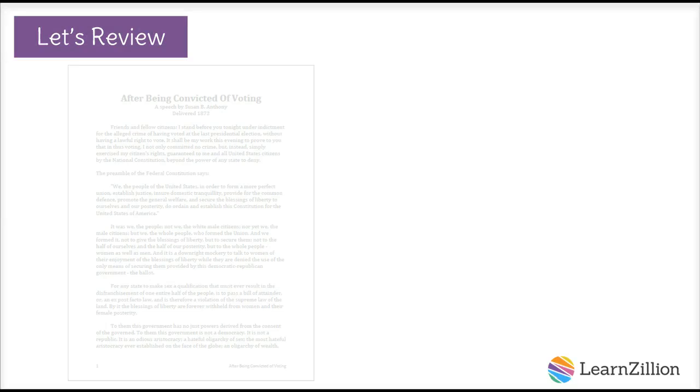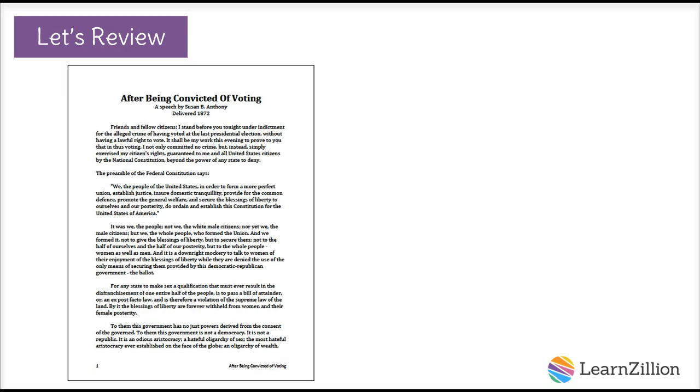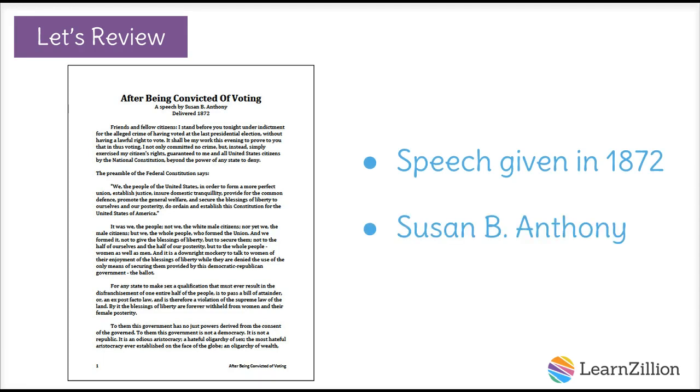Let's review. We've been reading and rereading the speech "After Being Convicted of Voting." Remember, this speech was written and given in 1872 by Susan B. Anthony, a pioneer for women's rights and suffragist. She gave this stump speech in all 29 postal districts of Monroe County, New York, during the 1872 presidential election.